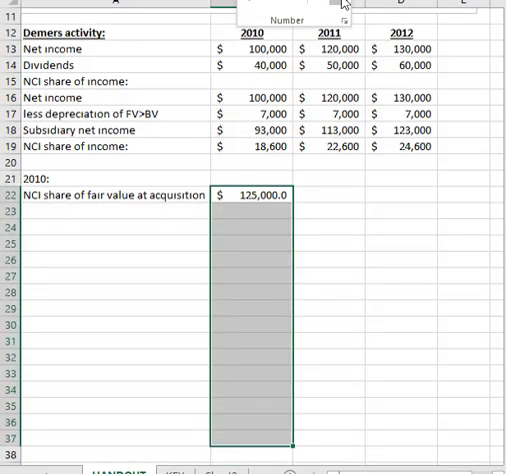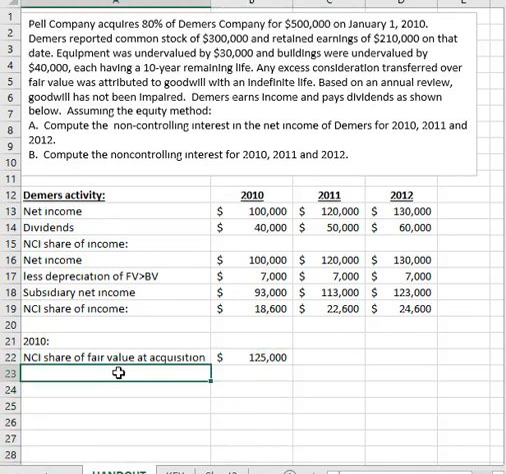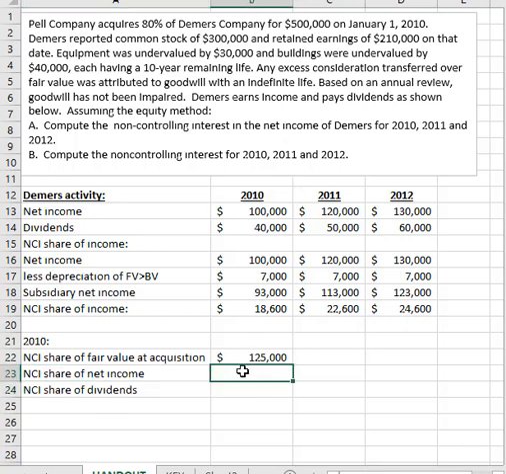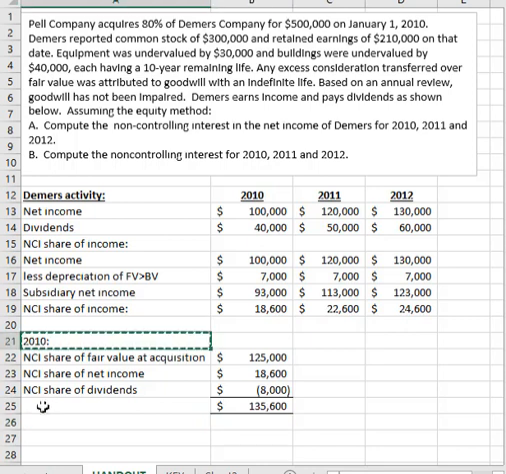Let's get this all formatted so I don't have to keep doing it one cell at a time. Okay. So that would be their initial non-controlling interest on acquisition date. And then you would have to add their percent of net income. Okay, so in 2010, their share of net income was calculated up here already, and their share of dividends would be 20% of the dividends. And so the balance at the end of 2010 would be the sum of those. And now we could do 2011.